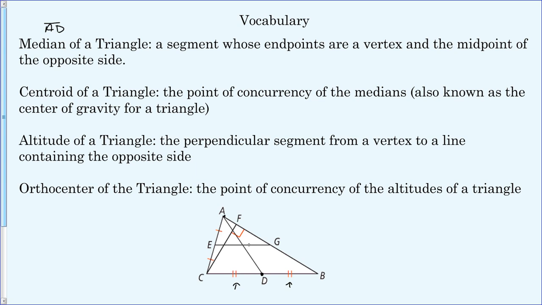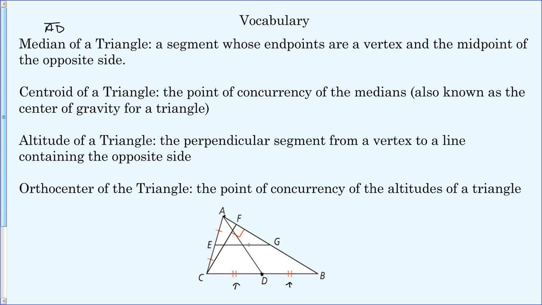Second vocab word, centroid of a triangle, which is the point of concurrency of the medians. So it's the point where they all three cross. This is also known as the center of gravity for the triangle. So if you were to cut out a triangle, determine the centroid, you could actually balance the triangle on your pencil, like the eraser. You could actually balance it on the eraser of your pencil if you placed the centroid on your eraser.